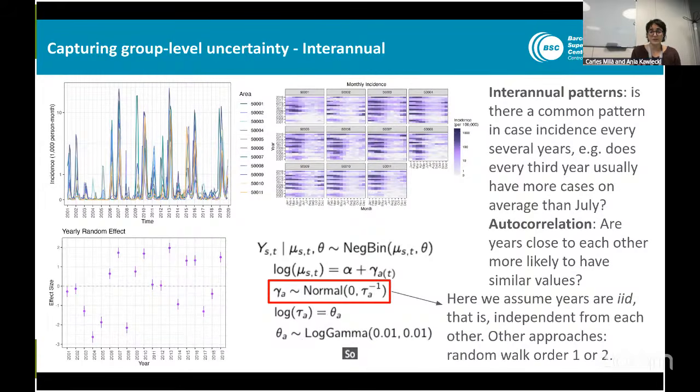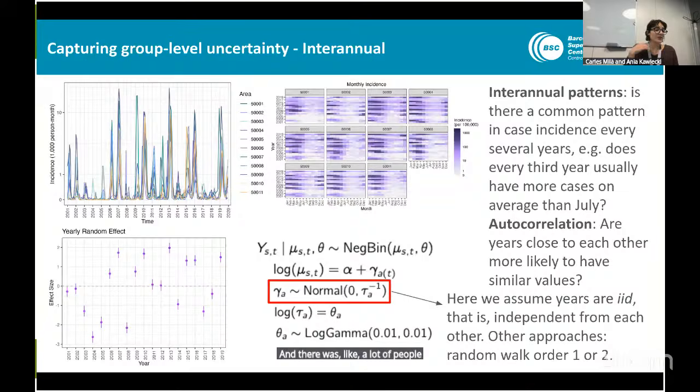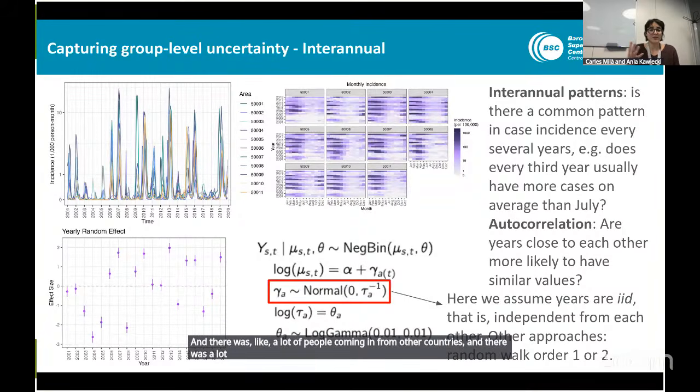So one of those sources of uncertainty is this interannual variance. What makes it so that one year has way more dengue than another year? These might be things that you maybe don't have data on and that you're not including in your model, but that are having an effect on the dengue counts in a certain year. Like, my country had a huge event that year and a lot of people came in from other countries, there was a lot of transmission, and we just had a huge outbreak.